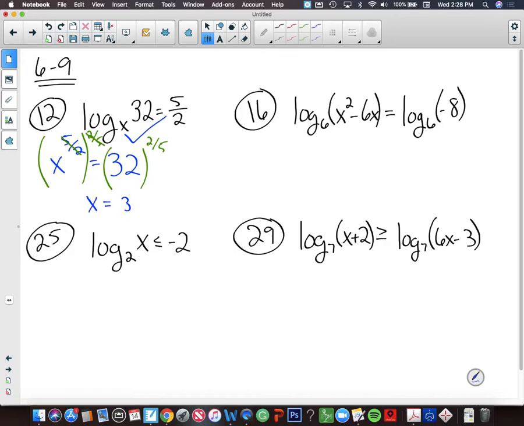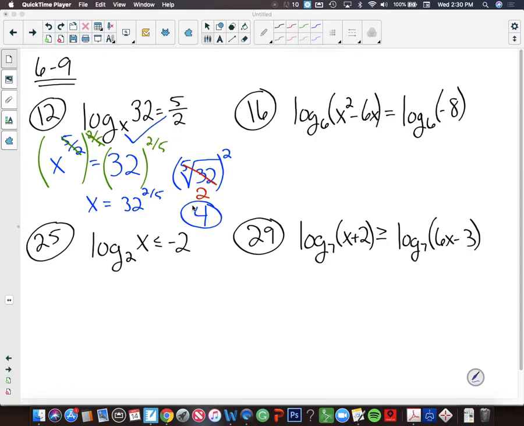So we'll have x equals 32 to the 2/5 power. Back to those rational exponents. That 5 means I'm taking the 5th root of 32, and then I'm going to square that. 5th root of 32 turns into a 2. 2 squared gives me a 4. That's your answer. We can plug that 4 back into the top and check it, and see if you get that 5/2 using the change of base formula.